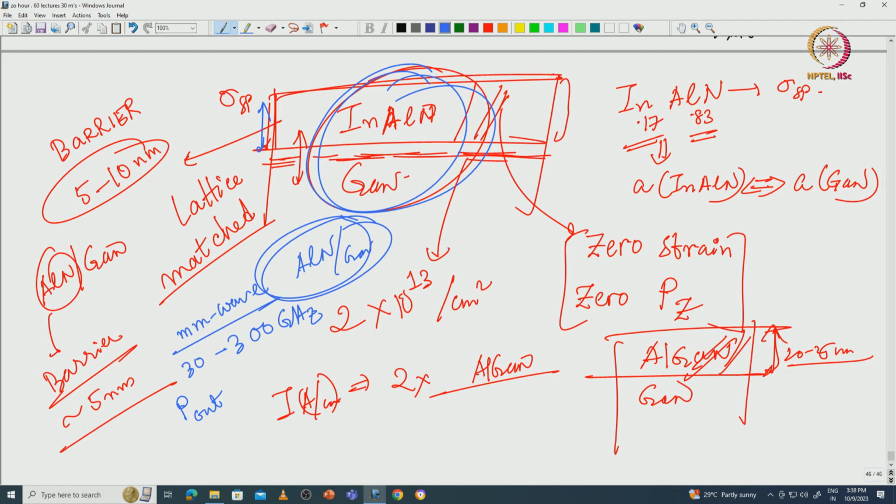But suffices to say that AlGaN-GaN, indium aluminum nitride GaN and AlN GaN, these are three popular structures that are investigated for RF microwave devices. Only AlGaN-GaN structures are available commercially, either as an epitaxial wafer or as devices. AlN GaN is also now being put out by a European company.